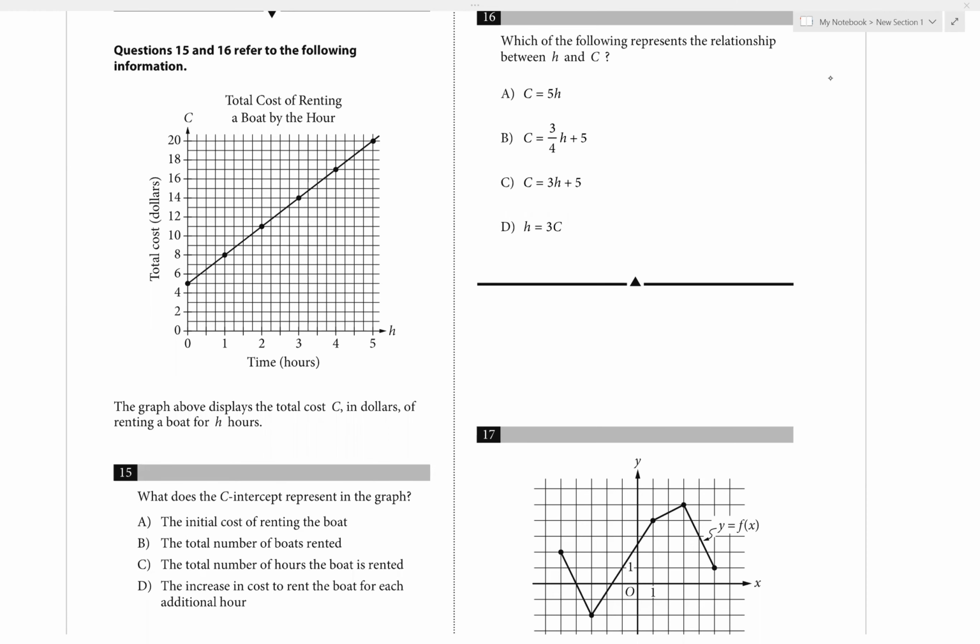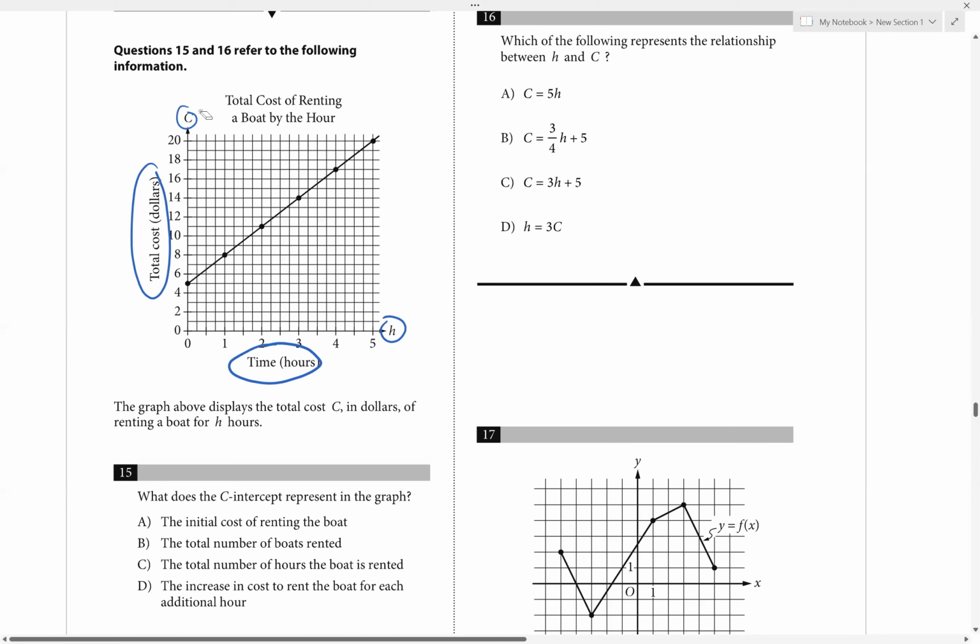All right, number 15, they give us this graph here. It says the graph above displays the total cost C in dollars of renting a boat for 8 hours. On the bottom we have the time in hours, that's like the X values. And right here is the total cost in dollars, that's like the Y values. But here they call it the H and the C value. You see as time goes on, the total cost increases, which makes sense, because the longer we rent the boat, the higher it will cost.